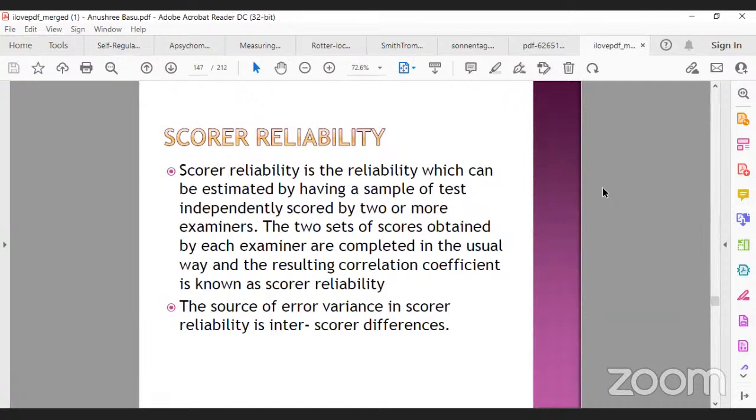Can you give me one more example of how people use scorer's reliability? Do you know there are some people who are not okay with their test results in boards and they go for reevaluation? Yes, ma'am. So this is where scorer's reliability is being checked.